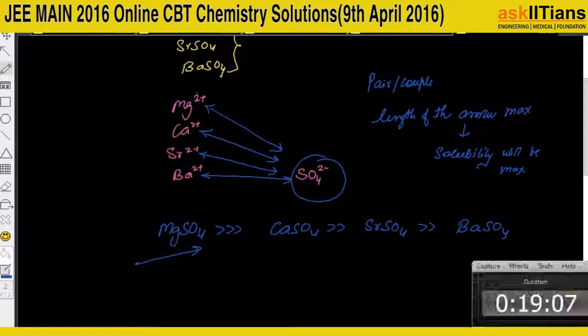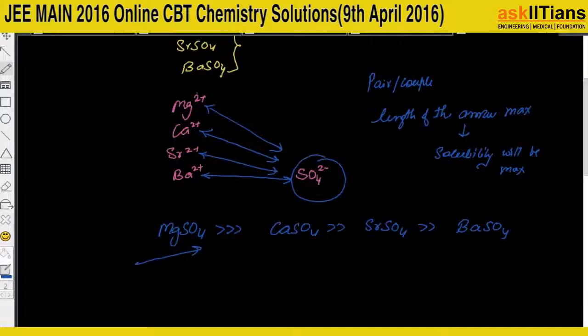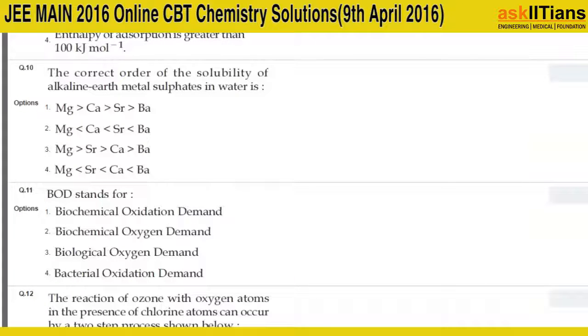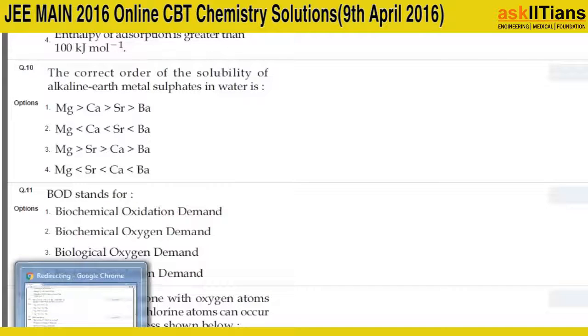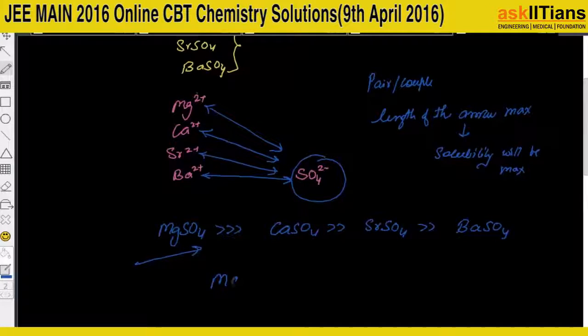So if I ask you to match the options that are available to us, let us look into the options. We have the options as magnesium, calcium, strontium and barium. So we can simply say that magnesium, calcium, strontium, barium is the correct option for this particular question. And hence students, we are done with option number 1 as the correct option.